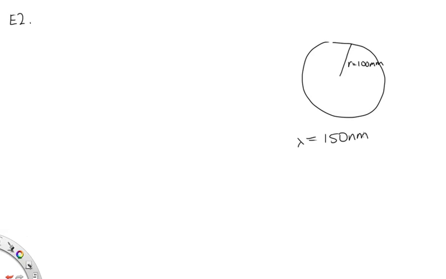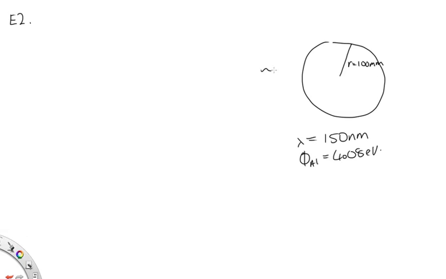Okay, problem E2. In this problem, we're told that an aluminium sphere, freshly polished with sandpaper to remove the oxide layer, has a radius of 100 millimeters. It is illuminated by ultraviolet light with a wavelength of 150 nanometers. What is the maximum charge that will be developed on the isolated sphere? The work function for aluminium is equal to 4.08 electron volts.